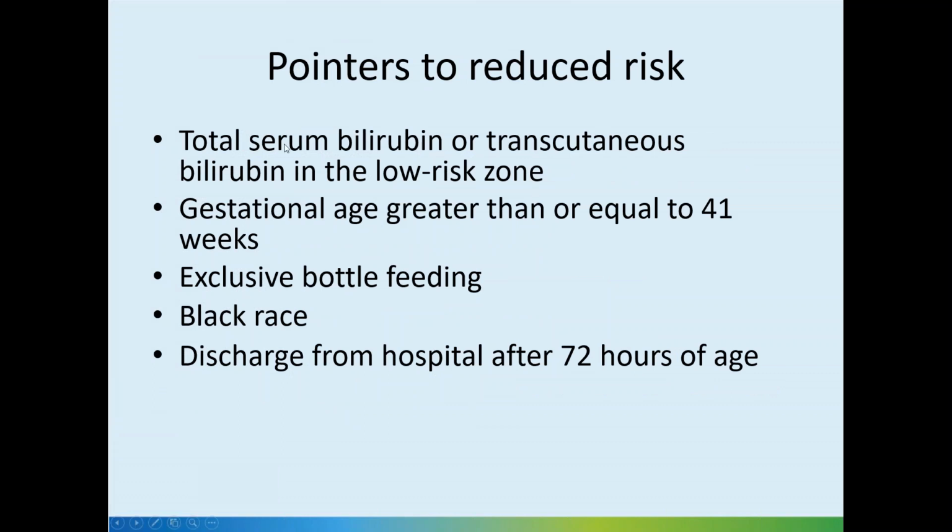These pointers indicate low risk, where we don't need to be that worried, and the follow-up can be delayed as well if needed. So the bilirubin in the low risk zone, gestational age equal to or greater than 41 weeks, exclusive bottle feeding, black race, discharge from the hospital after 72 hours of age, where mostly the baby would have come into this category, or if needing treatment, you would have treated already.